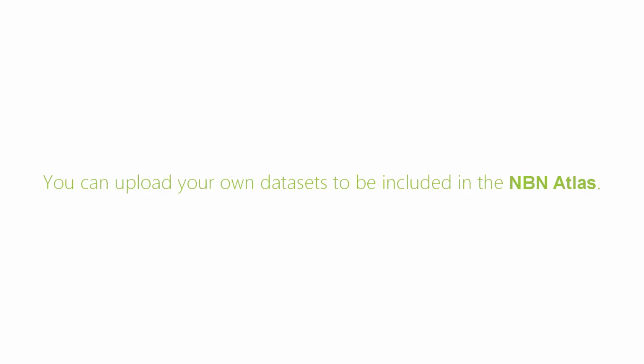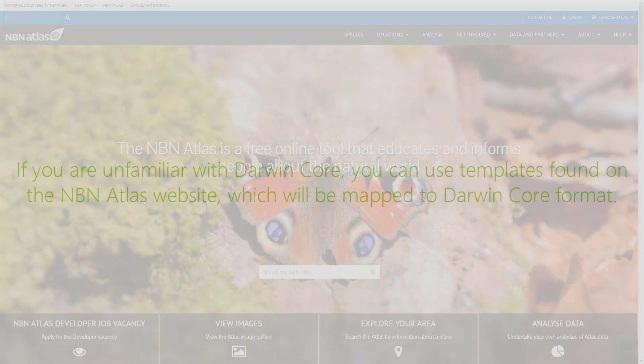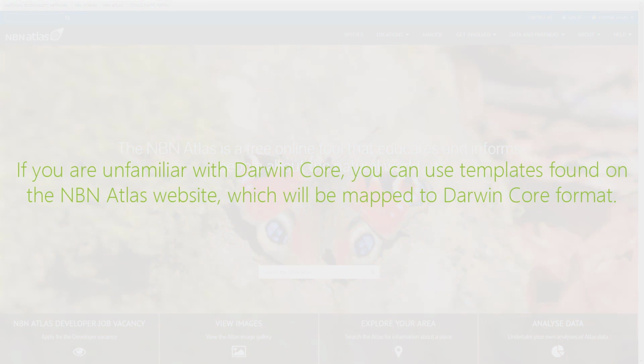You can provide your own species record data to the NBN Atlas. Data is stored in the NBN Atlas in Darwin Core format, which uses data standards that are used by biological recorders internationally. If you're familiar with Darwin Core and Darwin Archive, please send the Darwin Archive containing your dataset to data@nbn.org.uk. If you're unfamiliar with Darwin Core, you can use the templates found on the NBN website.